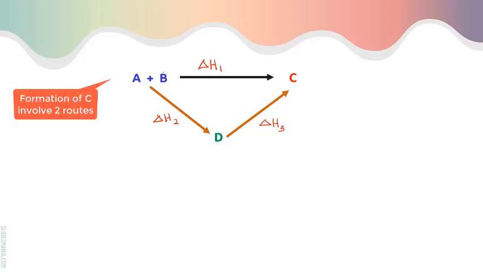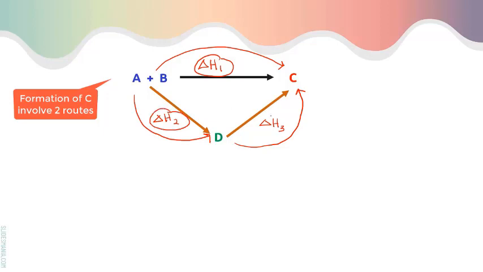For route 1, the sum of heat change is delta H1. For route 2, the sum of heat changes is delta H2 plus delta H3. According to Hess's law, delta H1 is equal to delta H2 plus delta H3.